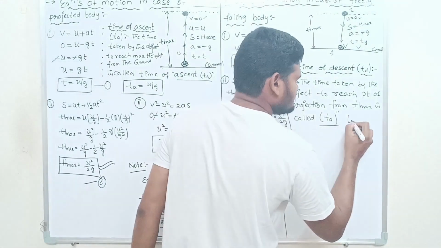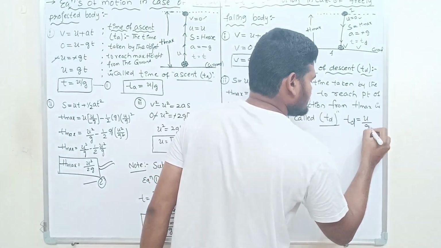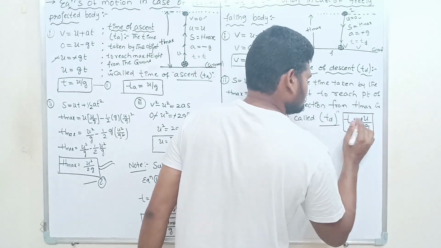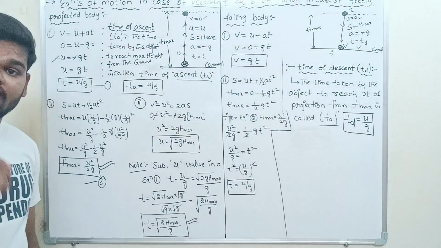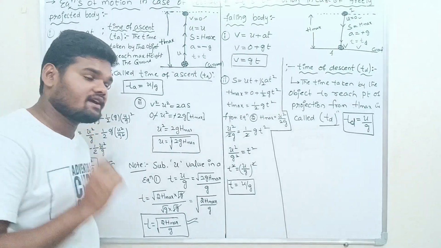So here itself we write: time of descent is equal to how much? u by g. Okay. Are you getting any doubt? Right. Have a look.